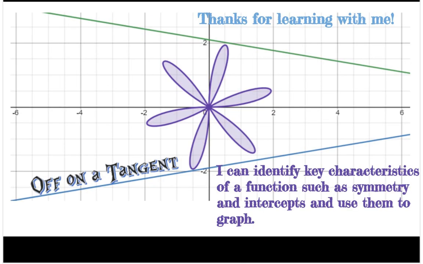All right, so our goal was that we could identify key characteristics such as symmetry and intercepts, and then use them to start sketching graphs. We talked about how to do both of those things, and we tied them together with a quick example on graphing, which we're going to spend more time practicing together.